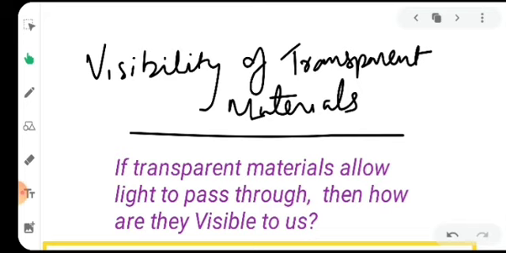Basic visibility criteria is that at least it must cast a shadow, right or wrong? At least it must cast a shadow, or at least it must reflect some light. If nothing is happening, then how is it visible to us?